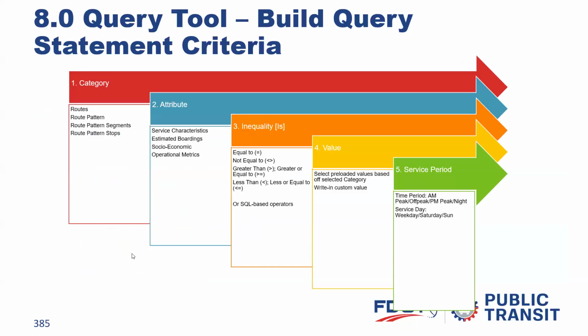Okay, so just building the query statement using just criteria. So you have a category, in this case, which is our routes or patterns or segments or stops. You can select the attribute or multiple attributes, or one at a time actually, that you want to select for. You say, is it equal to or less than or not equal to or greater than, or other SQL-based operators you can plug in. You give it a value, so there it provides you with a list of preloaded domain values that are available for that particular variable, or you can write in a custom value, and then you would also filter for the service period.